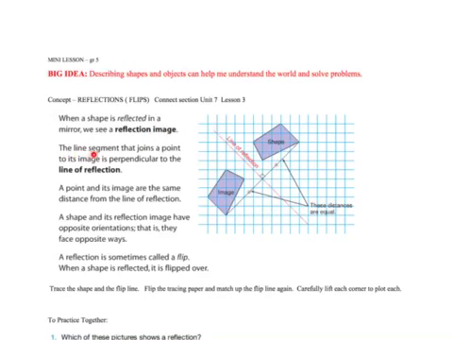The line segment that joins a point to its image is perpendicular to the line of reflection. Now, the line of reflection is always right in the middle between the two shapes, and it is an equal distance from each shape and at the same point from that line. So from that reflect line, the corners of that shape should be perpendicular, linking to our geometry unit.